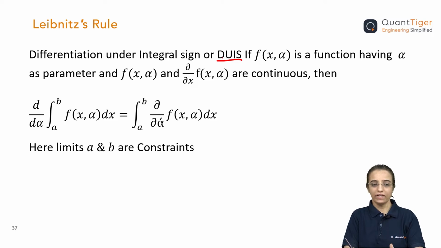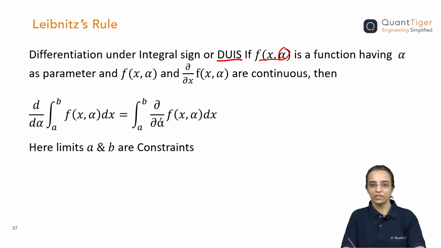So what does this rule say? If we have a function which is having a parameter, let's say f of x, alpha, which is having a parameter over here. Now how to decide the parameter, that we will discuss when we solve the question: how to find in the given function what is the parameter and what is not the parameter.